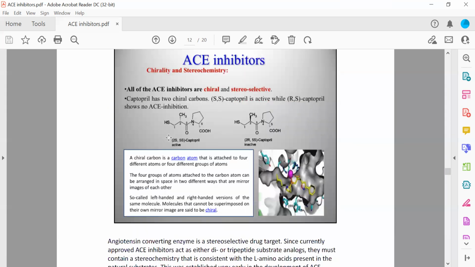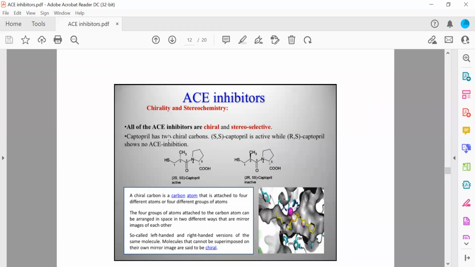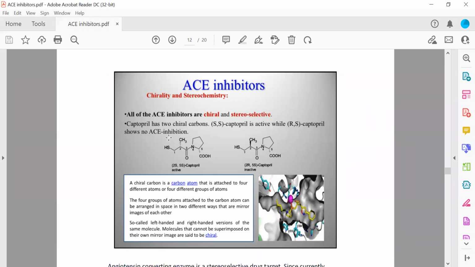Then another very important aspect of the ACE inhibitors, they are chiral and they are stereoselective. So all ACE inhibitors are chiral and stereoselective. For instance, if we look at the case of captopril, captopril has two chiral carbons. It's the SS captopril as well as the RS captopril. But the RS captopril shows no ACE inhibition, whereas the SS captopril is active.